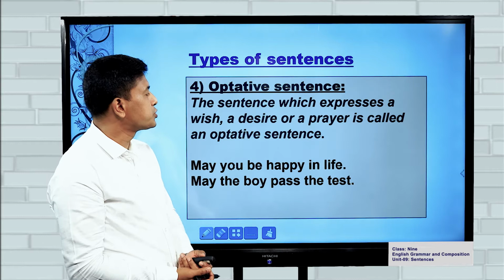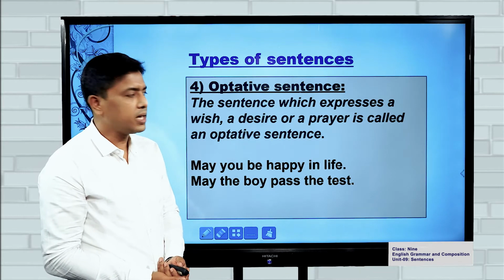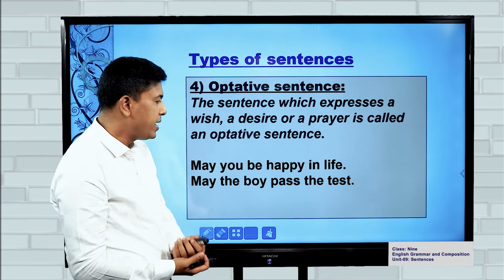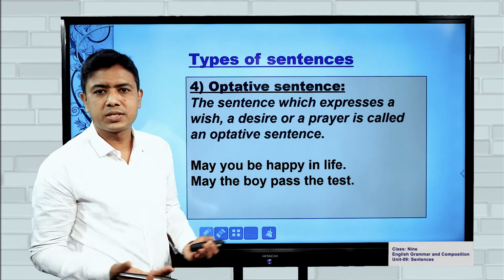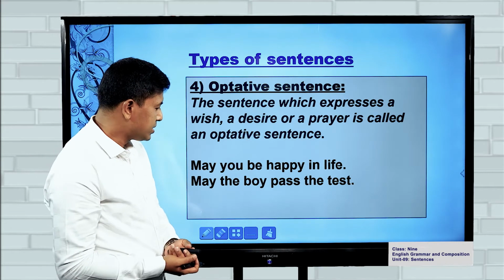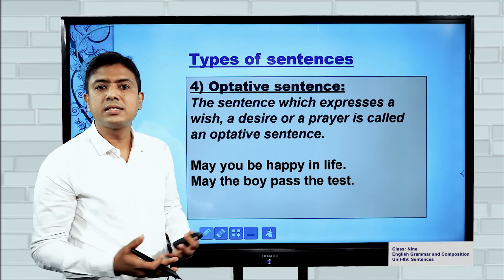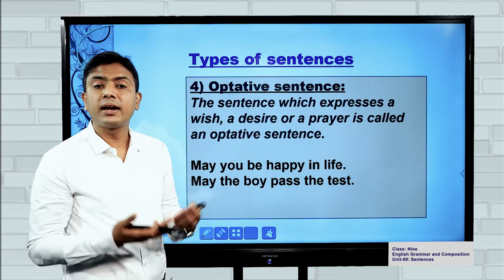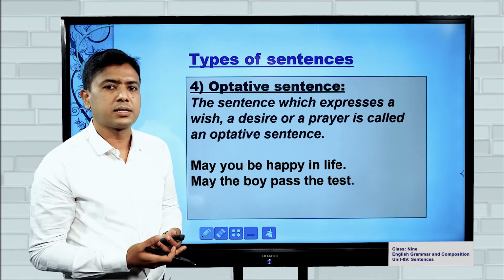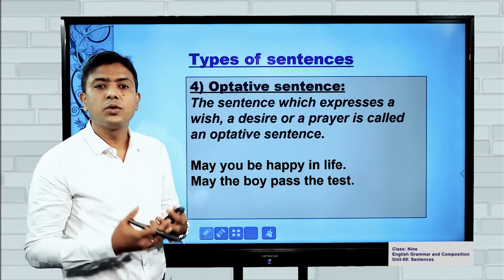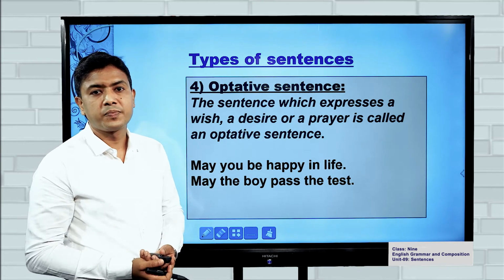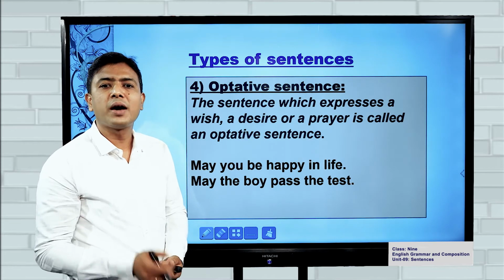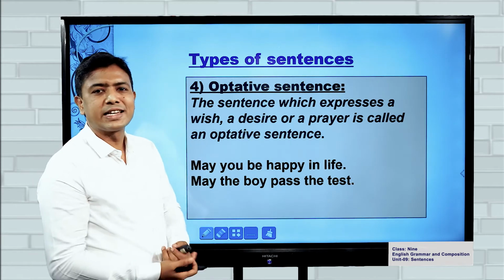Fourth category, optative sentence. The sentence which expresses a wish, a desire, or a prayer is called an optative sentence. For example, may you be happy in life. It is a wish, or even it is a prayer. You can say, may the boy pass the test. It is a good wish. It is a prayer. You can also say, may you live long. May Bangladesh live long. So these are the desires and these are the wishes that we express in our day-to-day life. And therefore, we use optative sentence. Whenever you have a wish, whenever you have a prayer, please use optative sentences.